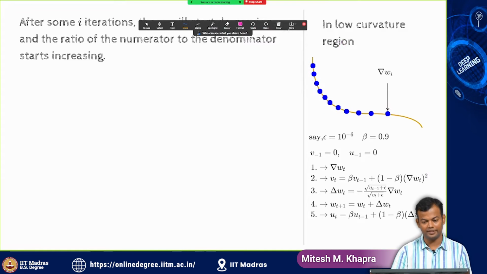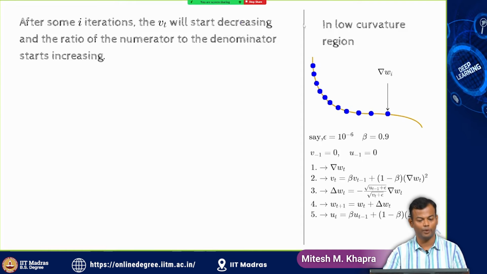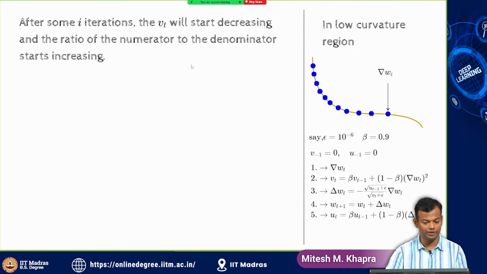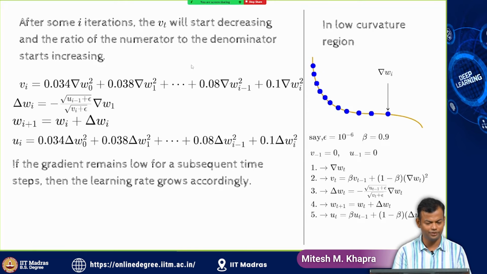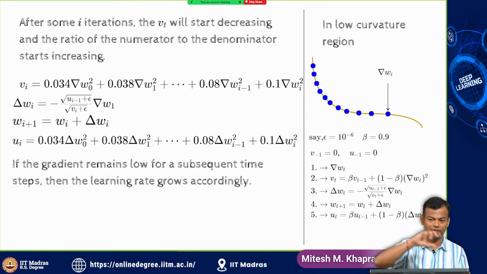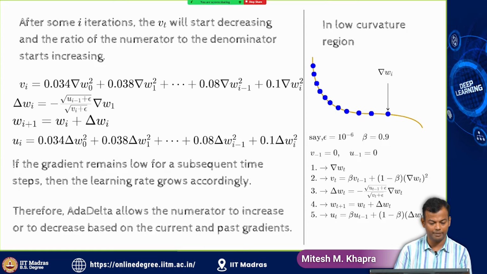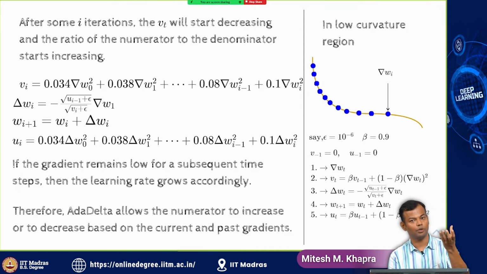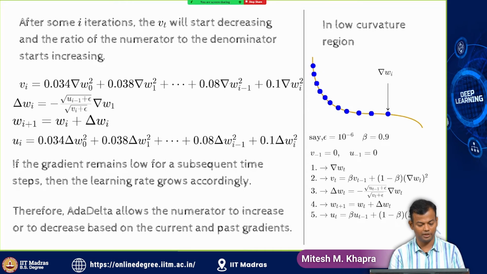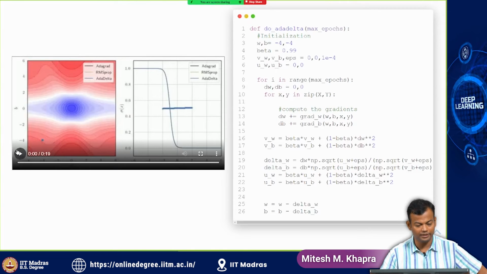So that's the explanation of why having these two histories, one delayed by one time step, is helping, because it allows you to catch up with what is happening in the history and then update the gradients accordingly. These values are not important, but as long as you have understood the pictorial explanation, you will be able to relate it to what is happening with these values. Therefore, Adadelta allows the numerator to increase or decrease based on the current and past gradients, and that's exactly what we wanted. Now let's see what happens if we run Adadelta.